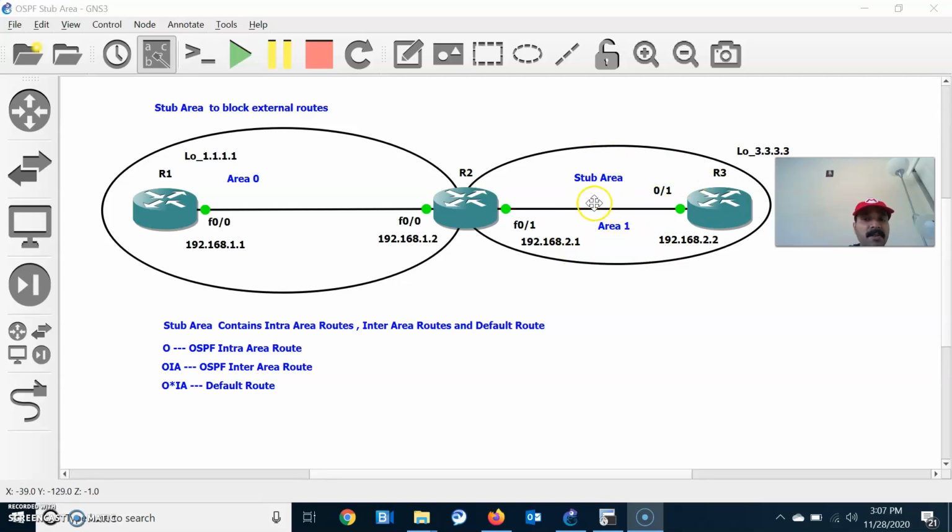Why is the default route used? To reach the external networks. That default route is pushed by R2. That is, the ABR will push a default route to the stub area, and the stub area will use it as a default route to reach the external networks. Now let us go to the configuration and configure OSPF routing on all these three routers. After that, let us enable stub area on R2 and R3 area 1.